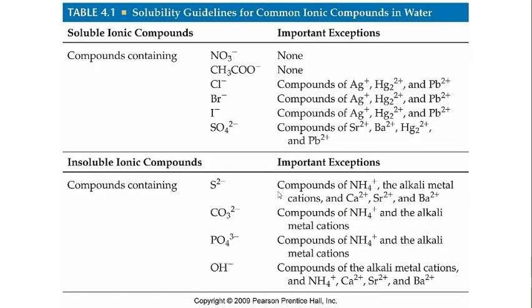On table 4.1, which is the solubility guidelines for common ionic compounds in water, let's look at the soluble ionic compounds, and the important exceptions. You could take it down. This is a very important table, so take it down if you have gotten that in your books. I will come back to this in a later video, explaining the importance of it and giving full details. But for now, take that down. All right, if you have gotten that, let's move on.